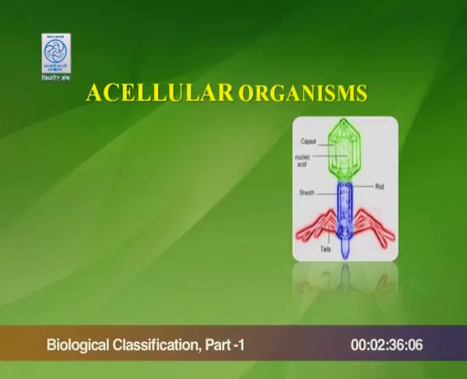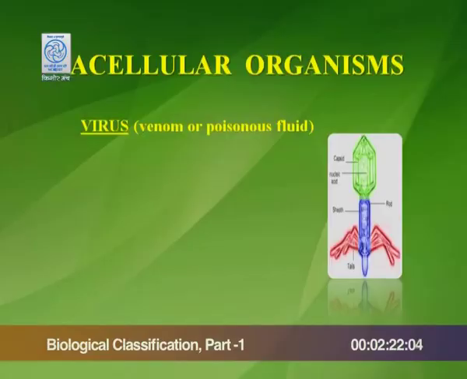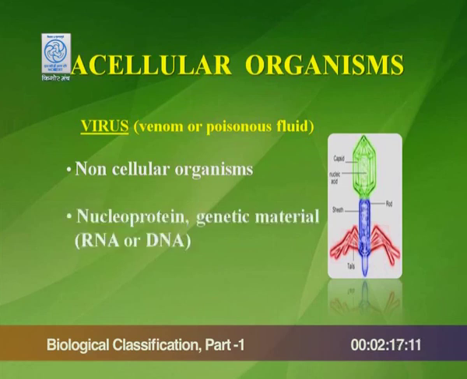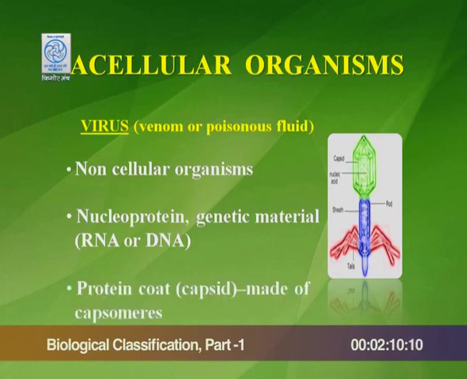In the five kingdom classification, the acellular organisms are not mentioned, but there are certain acellular organisms like virus, viroids and lichens. Virus: the word virus means venom or poisonous fluid. They are non-cellular organisms. They are nucleoprotein and the genetic material is either DNA or RNA. The protein coat is called capsid, which is made up of capsomeres, which are the subunits.